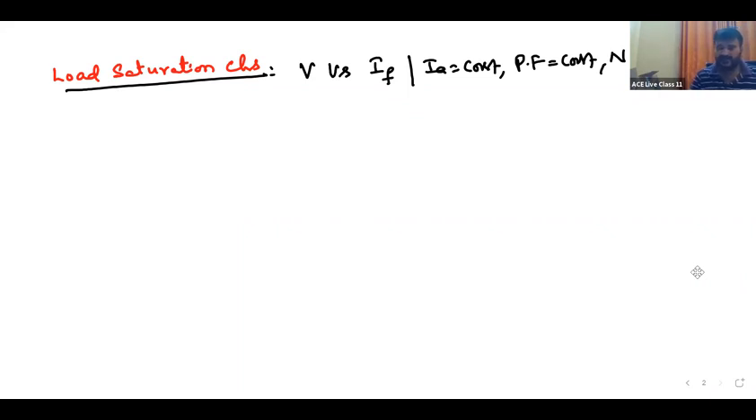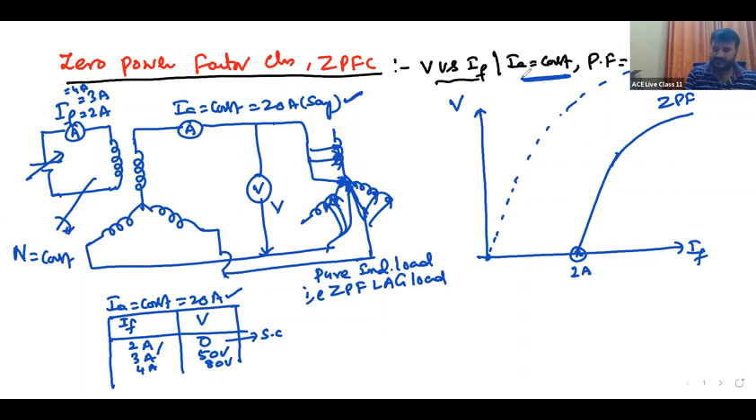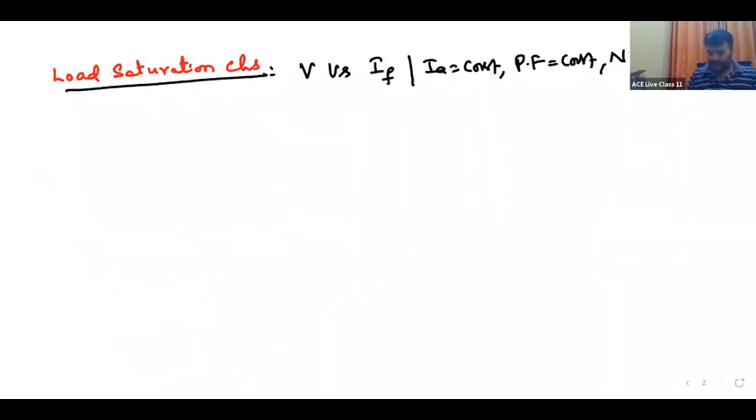See, the earlier characteristics we have drawn, the ZPFC, and these are similar. Here also it is V versus IF, IA constant, power factor constant. Power factor 0 is also constant. When inductive load is there, whether half load or full load, its power factor, ZPF lagging, is also constant. The ZPFC and the next characteristics are both the same. Otherwise, it has its own importance; that's the reason we are discussing ZPFC separately.